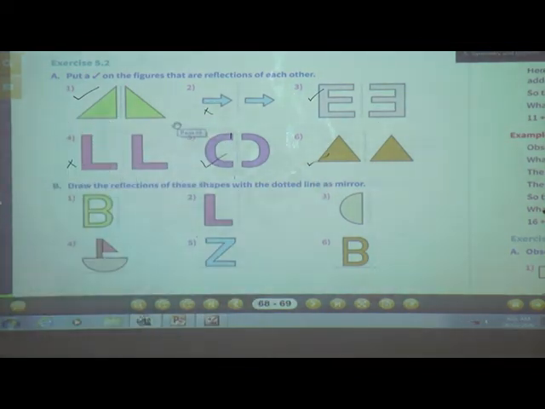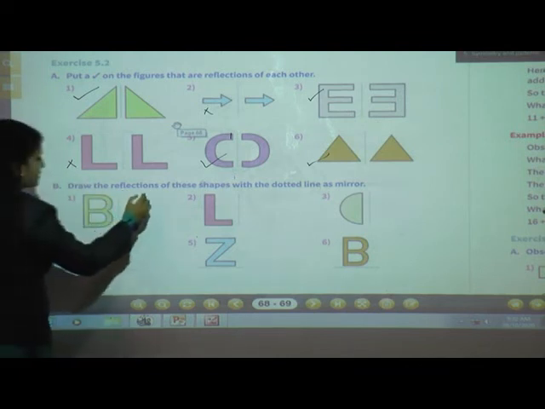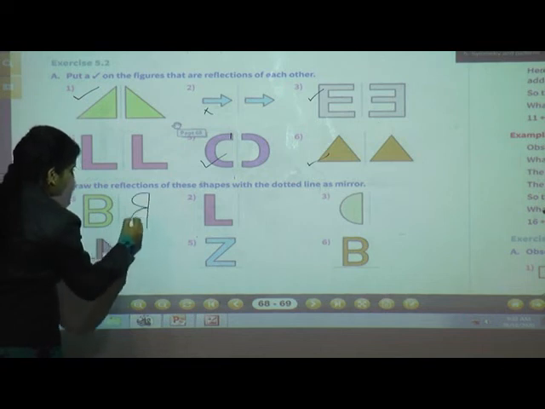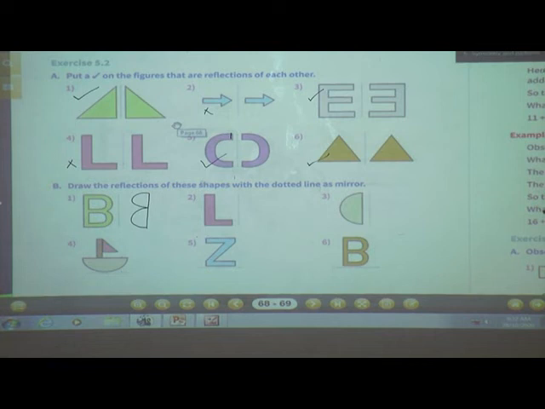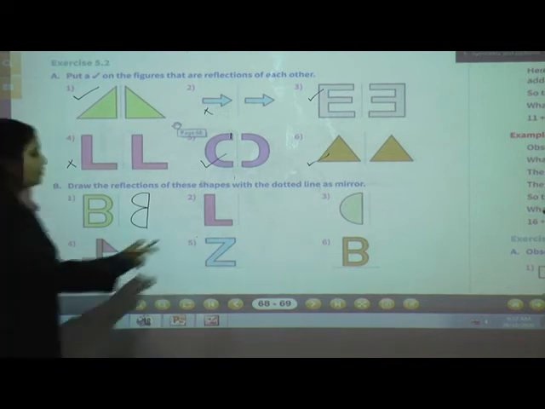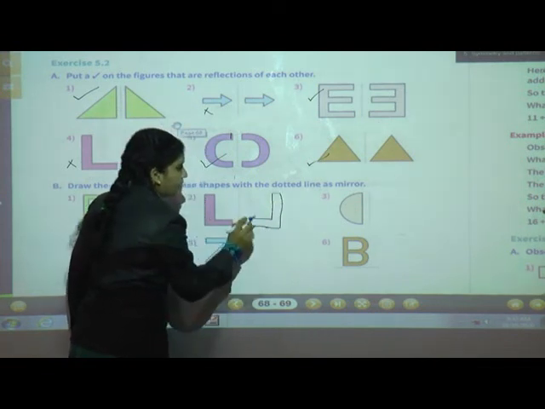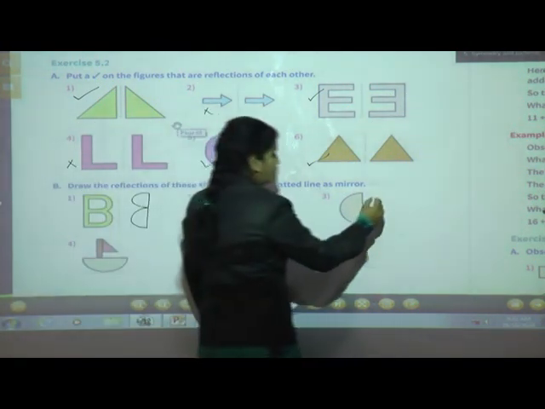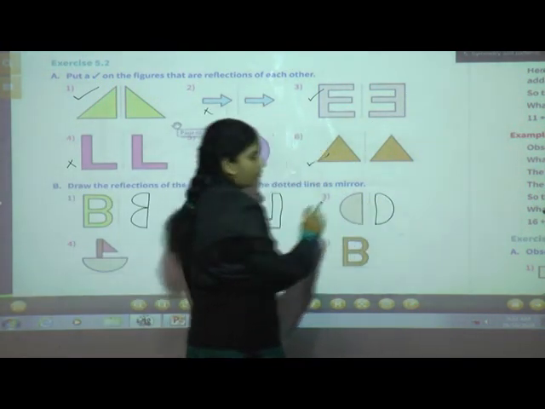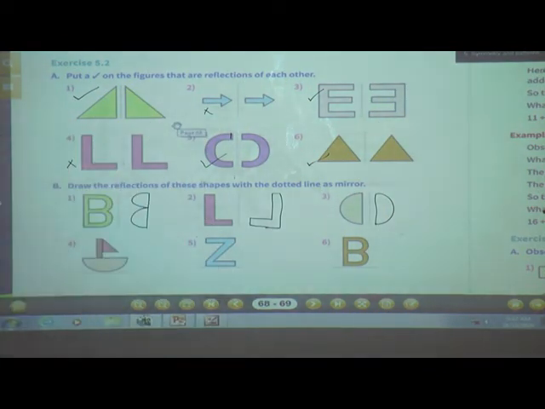Okay. Now B1. Draw the reflections of these shapes with the dotted line as mirror. So students, when we hold the mirror here, we'll get B like this here. Okay. Now the second one. You tell me the answer, how will it look? Yes, it will look like this. And the third one, this will look like this, understood? Now the fourth one, how will it look?